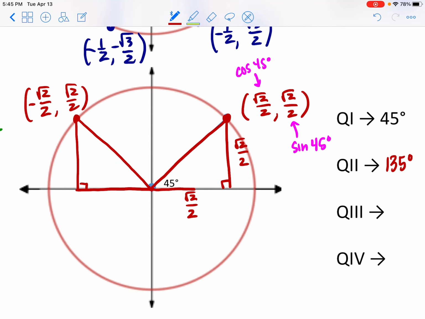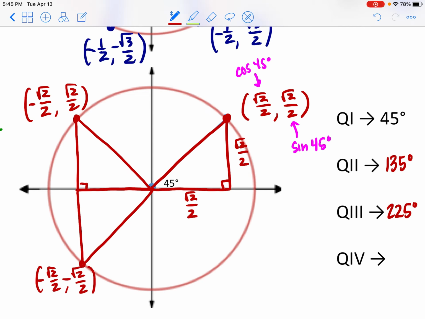Okay, oops, forgot to draw that leg here. If we take this into quadrant 3, again, in quadrant 3, what is the measure of our angle? So this time we're going 180 and then another 45. And 180 and 45 is going to be 225 degrees. So our 225-degree angle will have the same sine and cosine as 45-degree and 135-degree angle, but in quadrant 3, both are going to be negative.